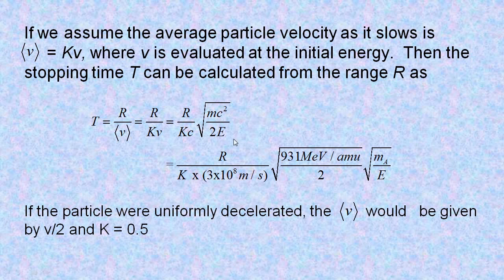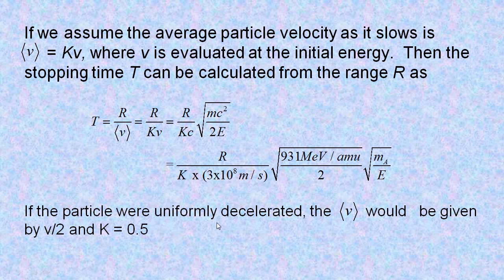Now you can substitute this in terms of MeV as we have done earlier. So this is our expression, R by K into 3 into 10 raised to 8. This is in meter per second. 931 MeV per AMU by 2. And you are of course taking this root of Ma by E outside this.